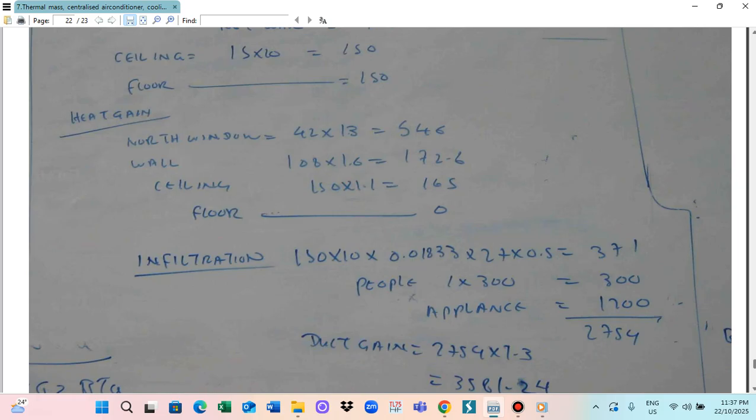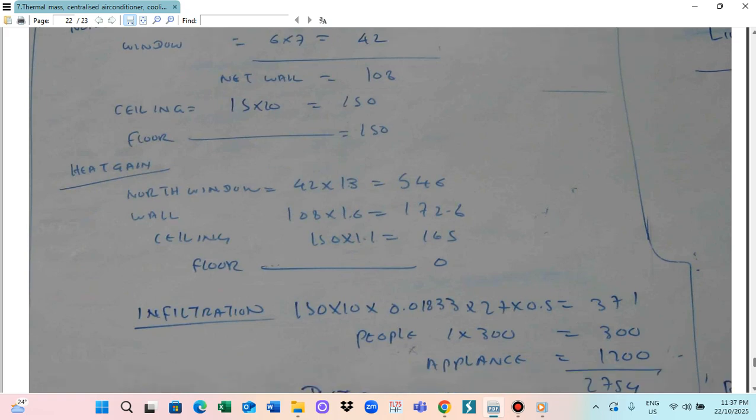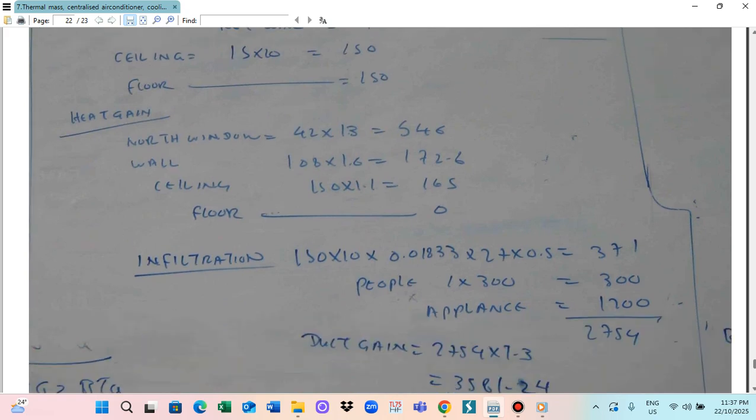So heat gain, we can calculate from the north window. So north window is 42 multiplied by 13, so you get 546. And wall. Wall is 108 multiplied by 1 by 6, so 172.8. And ceiling. So ceiling means 150 multiplied by 1 by 1, so 165. And floor. Floor is 0.